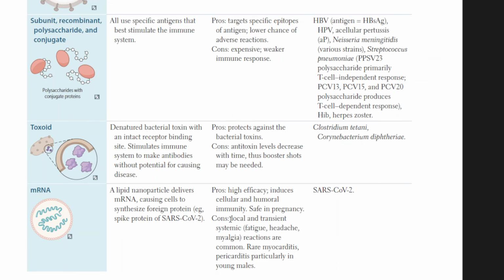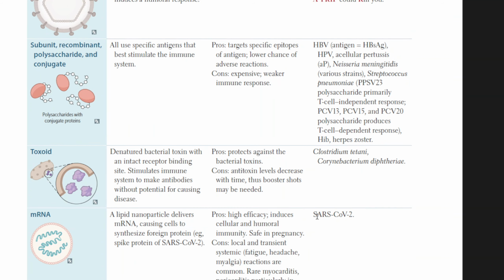The cons are the local and transient systemic reactions. They can give you fatigue, headache, myalgia. These reactions are common. The rare ones are myocarditis and pericarditis, particularly in young males. The vaccine that we have, the SARS-CoV-2 COVID vaccine, is one of those types of vaccine.